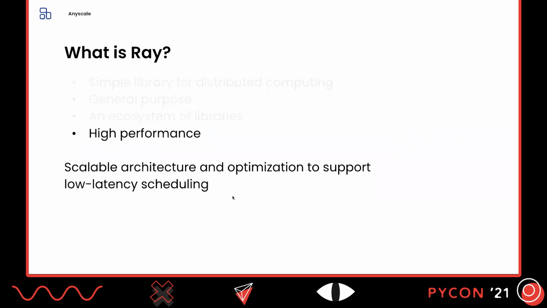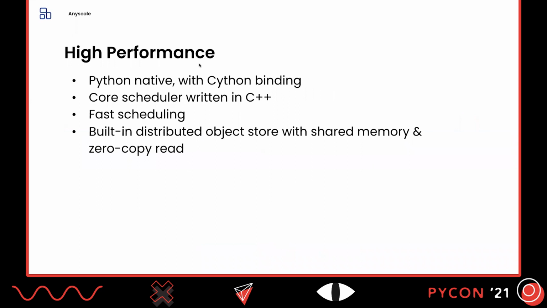Ray is also a highly performant system, and it's very scalable. It's Python native, but the core part is written in Python as well as C++. So all the critical path is very fast, and it's not restricted by the global interpreter lock. It also has a fast scheduling architecture. It has a decentralized scheduler, which means your scheduling performance is not going to be slow when you scale up. It also has a built-in distributed object store, which has shared memory and zero copy read optimization, which means you can have much more efficient memory usage when you're using Ray.